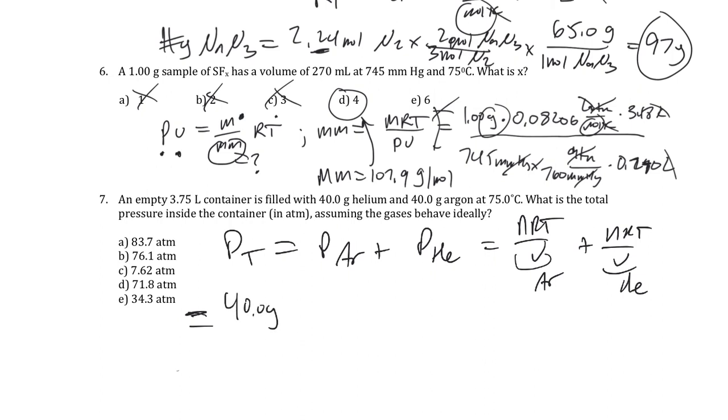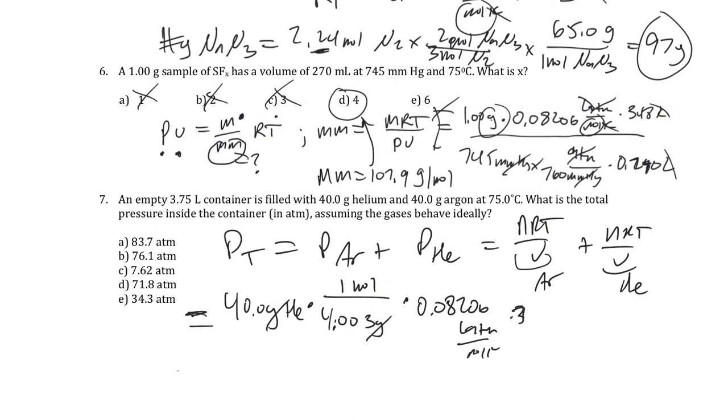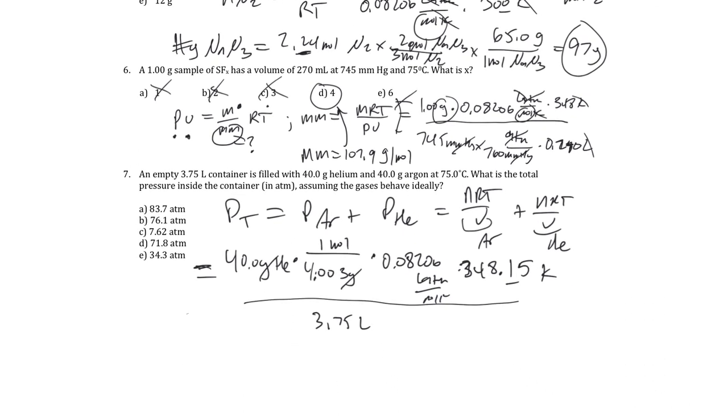So we go 40.0 grams of helium divided by 4.003 grams per mole. Let's change this divide sign to multiply by 1 mole per 4.003 grams, to convert grams to moles for n, and then times R, and then times T. 75.0 kicks us into 348.15 Kelvin. And then we'll divide by the volume of the container, 3.75 liters. And then we're going to add the 40.0 grams of argon.